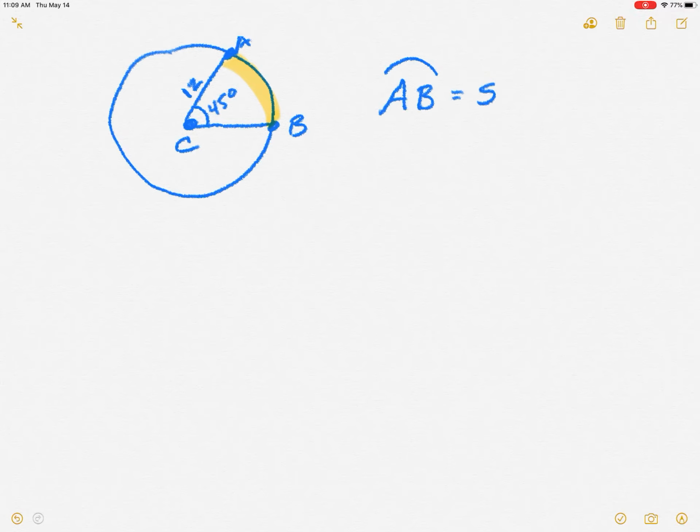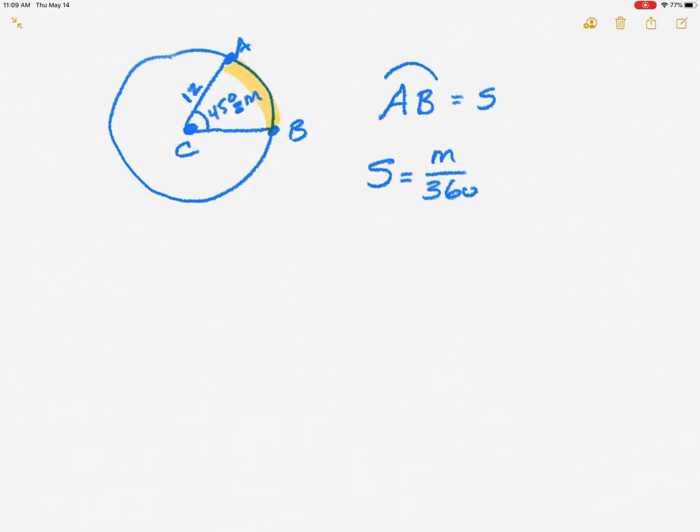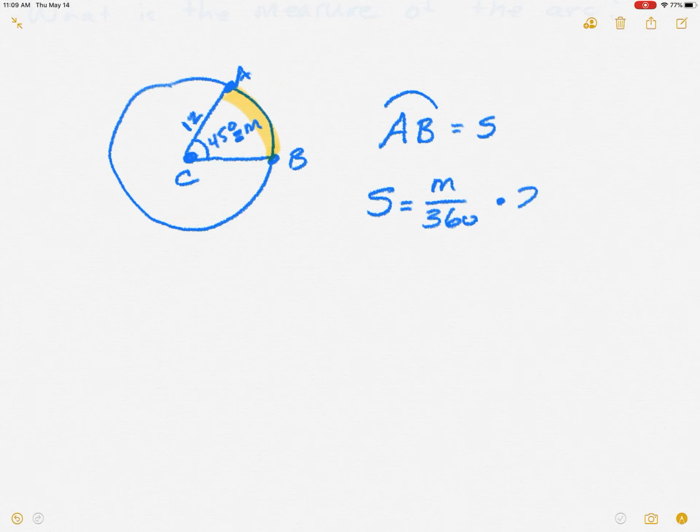So the measure of arc AB, which is called S, has a formula. And here's the formula. The formula of an arc equals, we're going to call it M. We're going to call this 45 degrees M, which stands for the measure of this angle. This is an equal sign. M over 360, because there are 360 degrees in a circle. And you multiply that by 2 pi r.